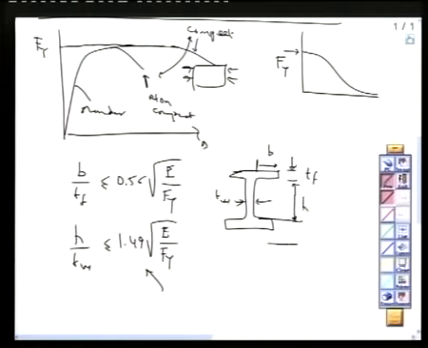Of course, when we took an angle, is the angle stiffened or unstiffened? Unstiffened, so we apply that law to it. Any questions about compression members?